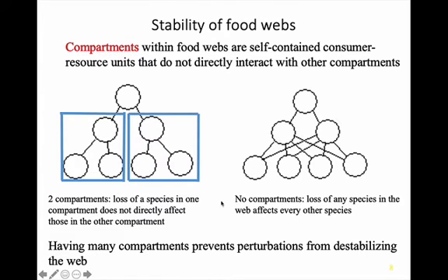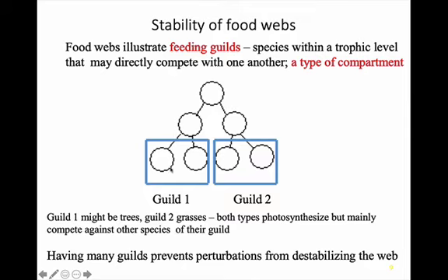So here's a different kind of compartment. This is called a feeding guild. These guys compete mostly with each other. They make their living in the same way, but they do not compete with species over here. Now, an example might be grasses and shrubs and herbs and trees.